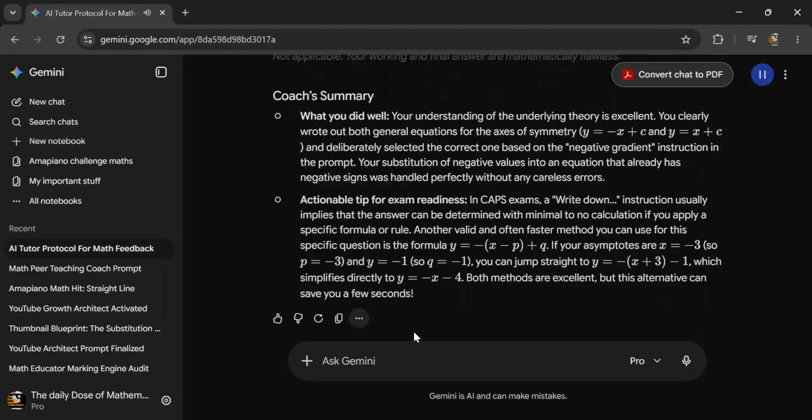Actionable tip for exam readiness. In CAPS exams, a write down instruction usually implies that the answer can be determined with minimal to no calculation if you apply a specific formula or rule. Another valid and often faster method you can use for this specific question is the formula y equals x plus p plus q. If your asymptotes are x equals -3, so p equals -3, and y equals -1, so q equals -1, you can jump straight to y equals -x plus (-3) plus (-1), which simplifies directly to y equals -x - 4. Both methods are excellent, but this alternative can save you a few seconds.